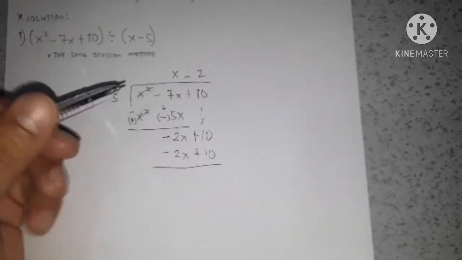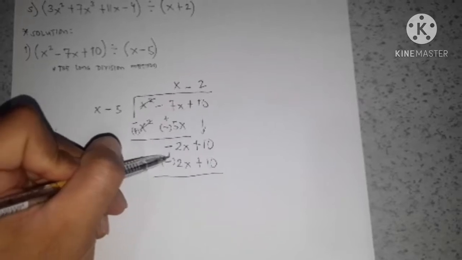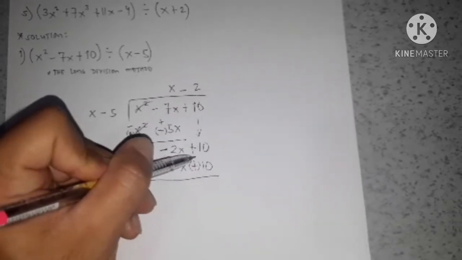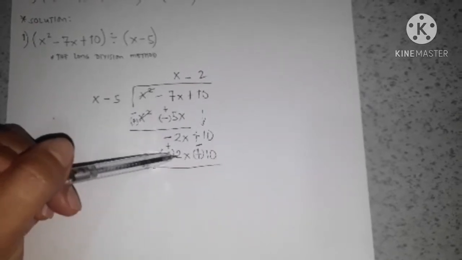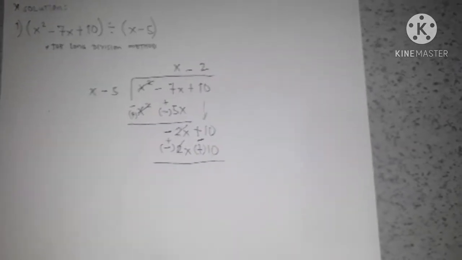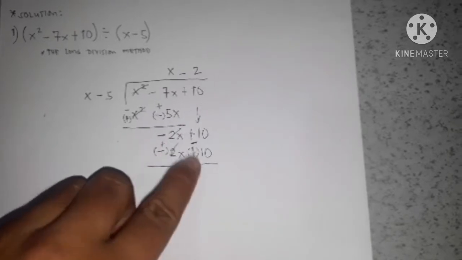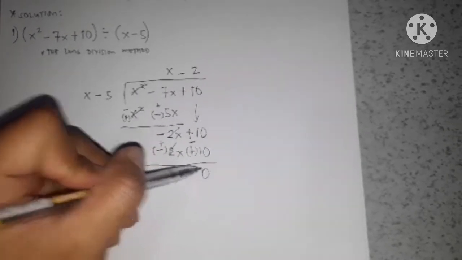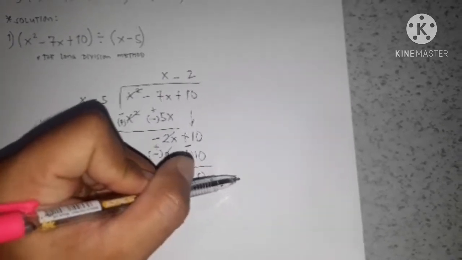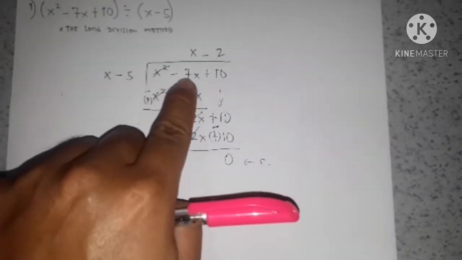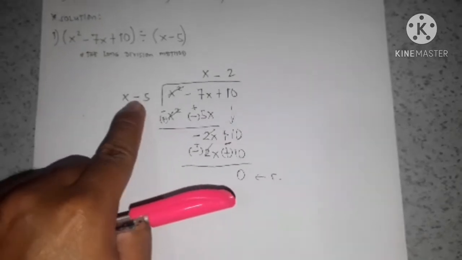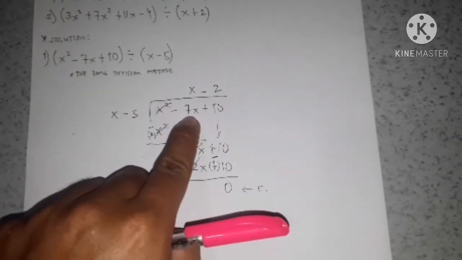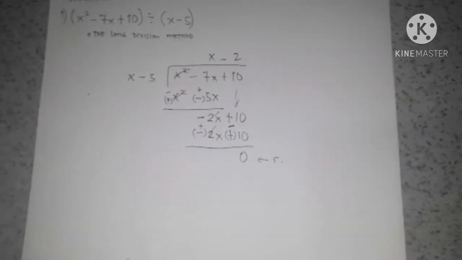Change the sign of the terms. So, from negative, magiging positive. From positive, magiging negative. Proceed to addition. Negative 2x plus positive 2x, that is 0. And then positive 10 plus negative 10, that is 0. And so the remainder is 0. Ibig sabihin, this one is exactly divisible by this one, and this one is a factor of this one. Check using synthetic division.